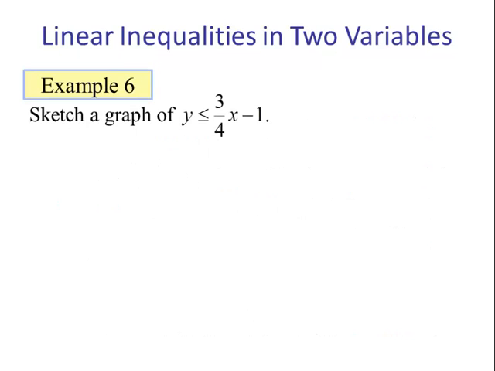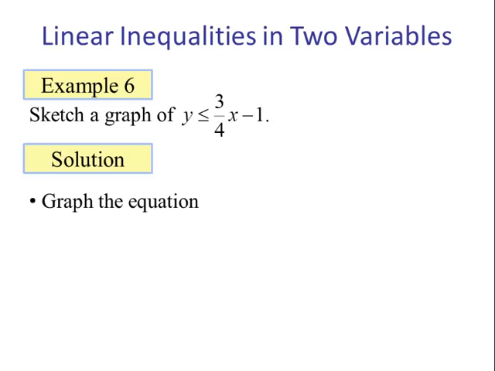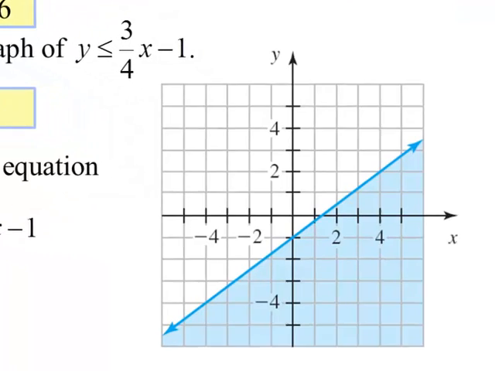Example 6. Sketch a graph of y is less than or equal to 3/4 x minus 1. Solution. Graph the equation y equals 3/4 x minus 1. Our y-intercept is -1. Our slope is 3/4. So we rise 3, run 4.